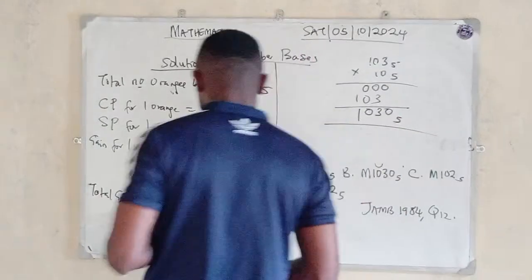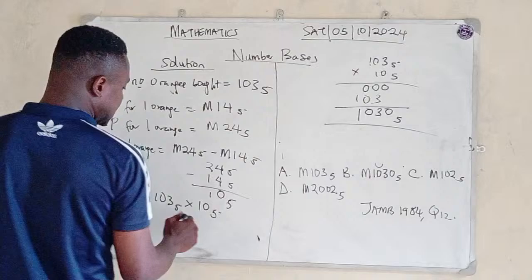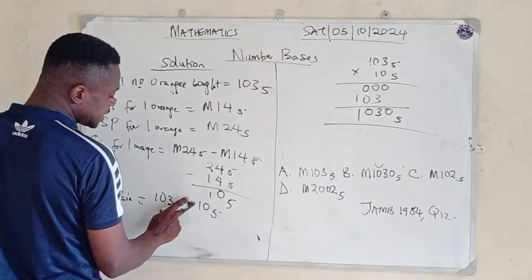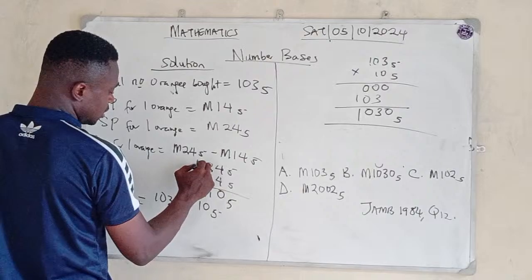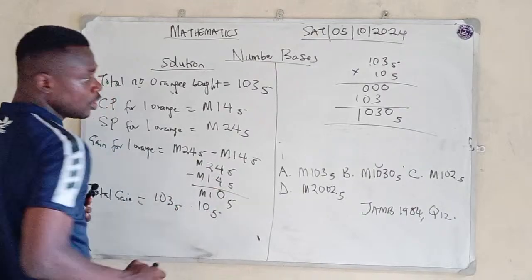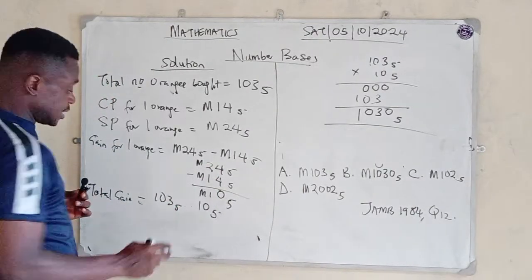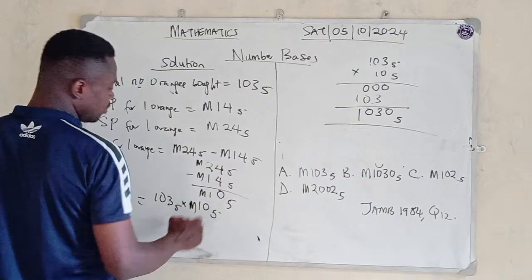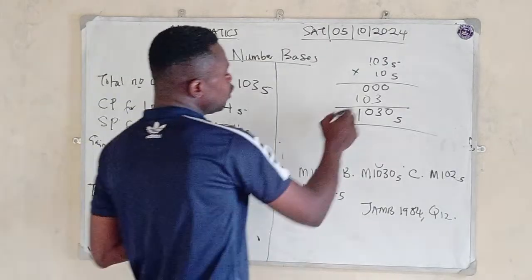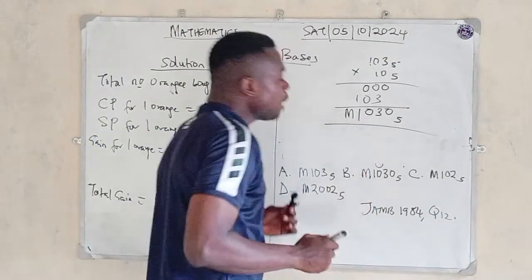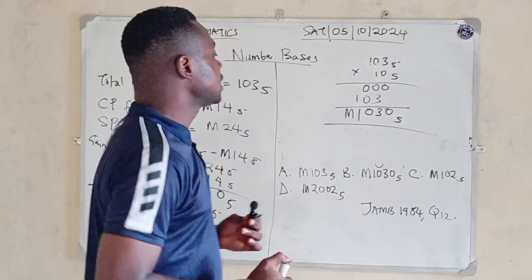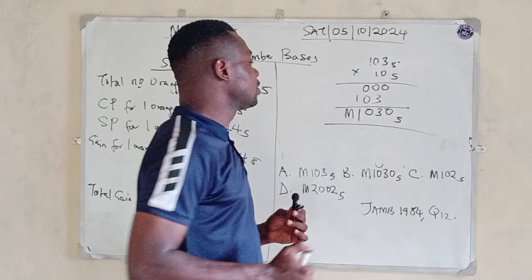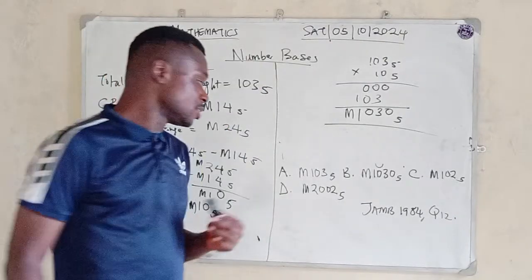So the total, remember this 10 is month, this is the symbol of the currency. So we have times, this should be M should be here. So at M, we put back the M. So the total profit made is M1030 to base 5. This is the total profit gain made by the trader.